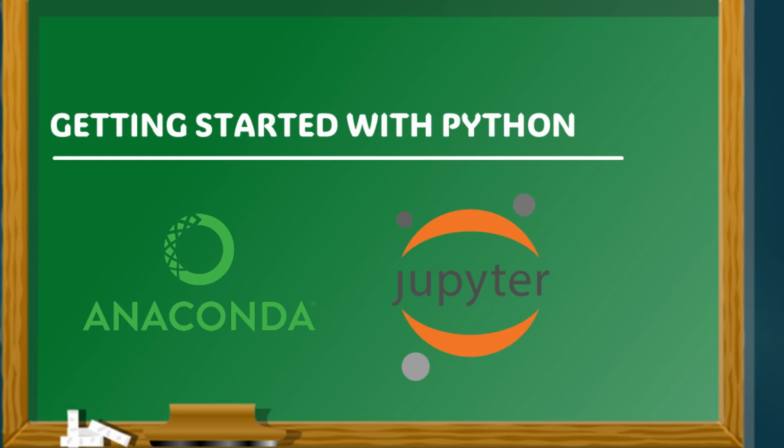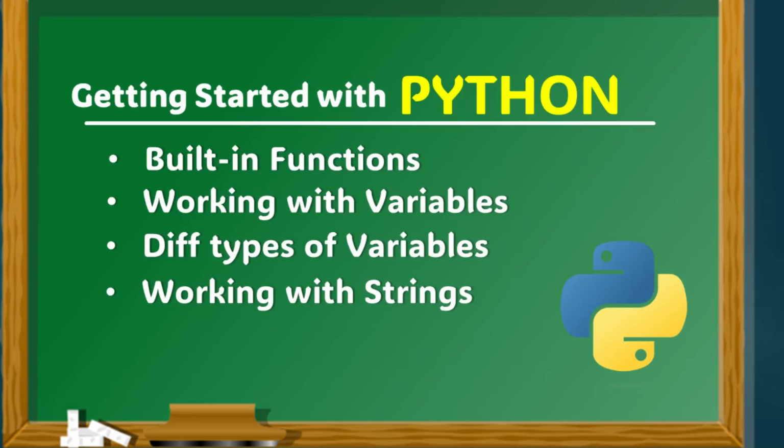To begin working with Python, we'll use the Anaconda distribution for Python. Our coding environment will be Jupyter Notebook, one of the most popular platforms for writing Python code. And we will cover built-in functions in Python, work with variables, and distinguish between different types of variables. String manipulation will also be part of our discussion. And by the end of this video, you will have an interactive environment to run any Python script and apply what you have learned.